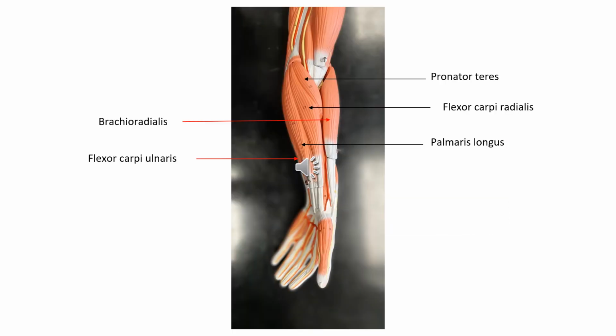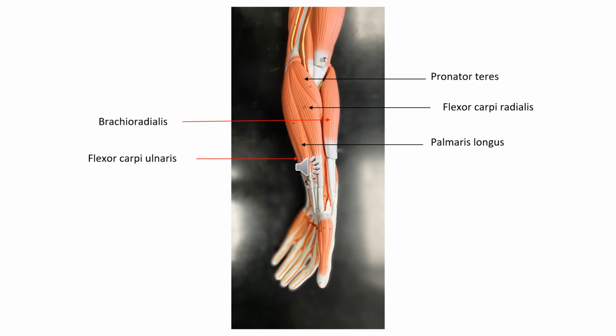This is the brachioradialis. Its main action is the weak flexion of the forearm when the forearm is mid-pronated. This is the pronator teres muscle. Its main actions are to pronate the forearm, and it also weakly flexes the elbow.